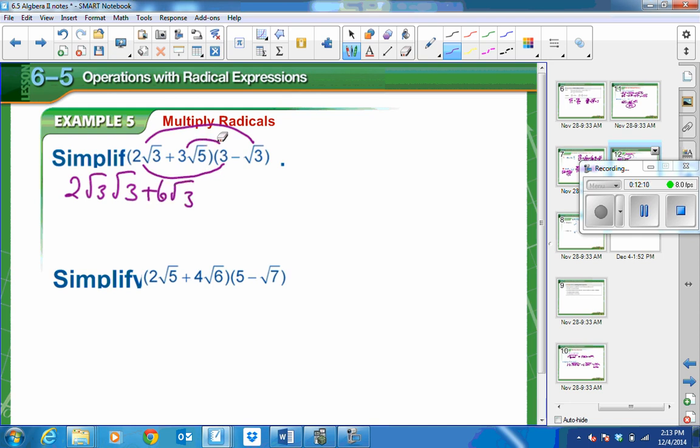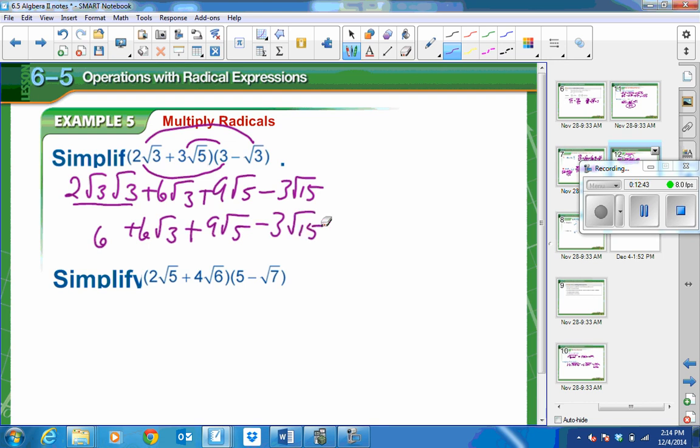Inner times inner is going to give us 9 square root of 5. And last times last is going to give us minus 3 times the square root of 15. So when I simplify this, I get 6 plus 6 square root of 3 plus 9 square root of 5 minus 3 square root of 15. And that's as good as it gets for that one because we don't have any like terms that we can combine.